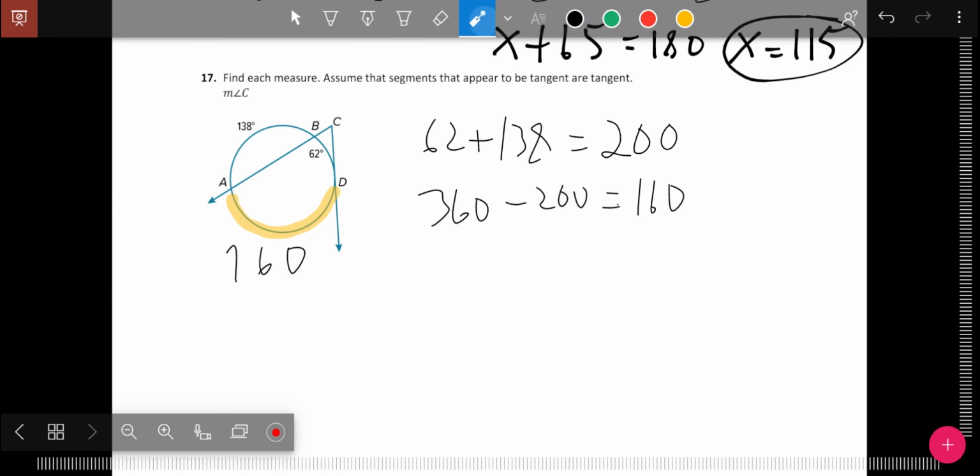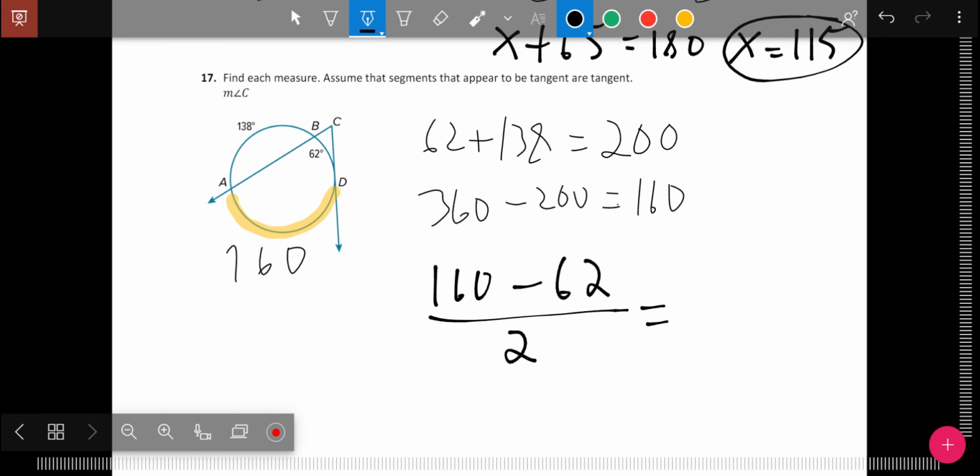Then angle C is outside of the circle. And so I take the arcs, 160 and 62. I subtract them and I divide by 2. So 160 minus 62 is 98. Divided by 2 is 49.